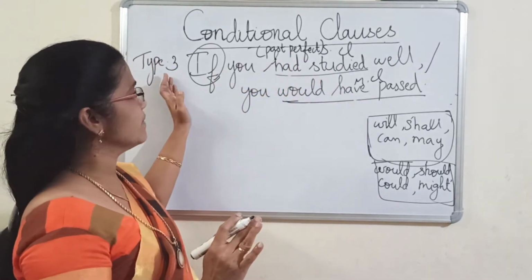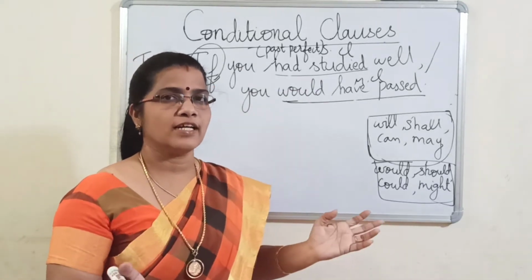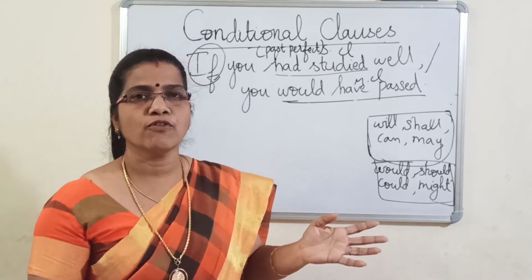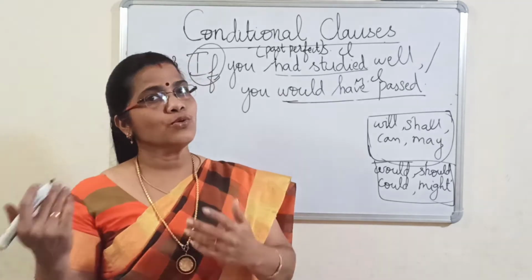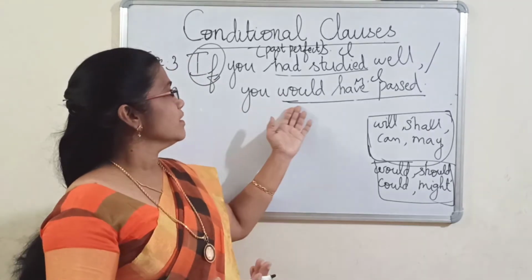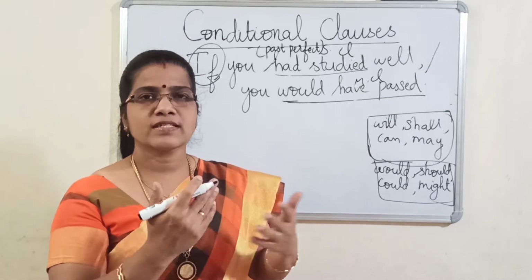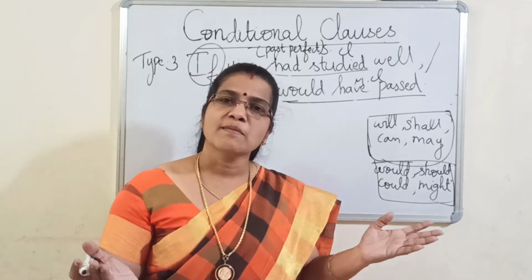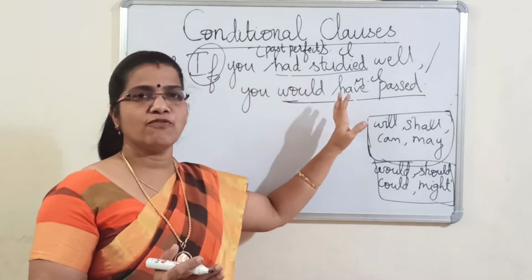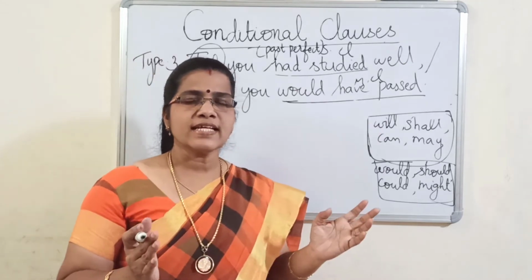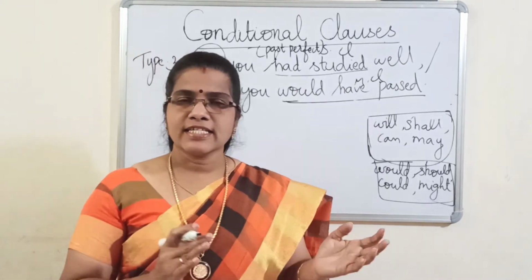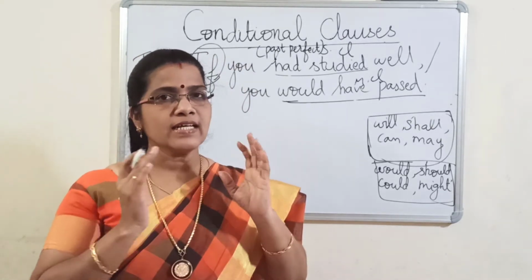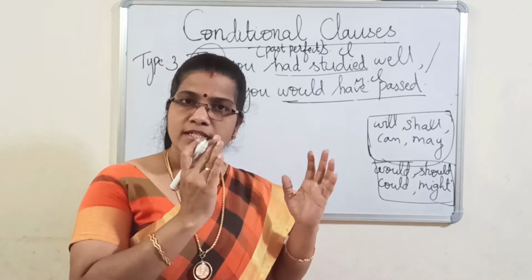And now this is called type 3. This is also called unfulfilled condition. If you had studied well, you would have passed. Meaning the condition was not fulfilled. Meaning you did not study well. And so you didn't get the result. What was the result? You would have passed. You did not pass. The result, if you had studied well, you would have passed, means you did not study well. So you did not pass. So this is called unfulfilled condition. So it is very easy to identify the different types of conditional clauses, type 1, 2 or 3, by looking at the tense forms. The tense in the conditional clause tells you whether it is type 1, type 2 or type 3.